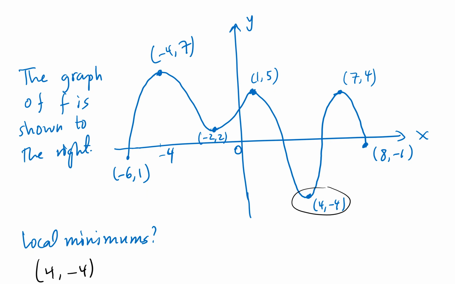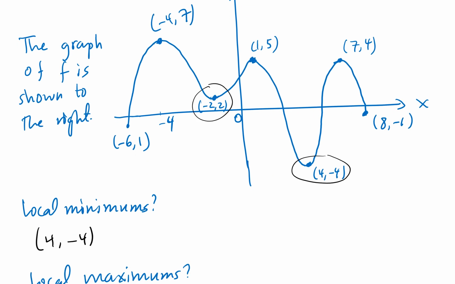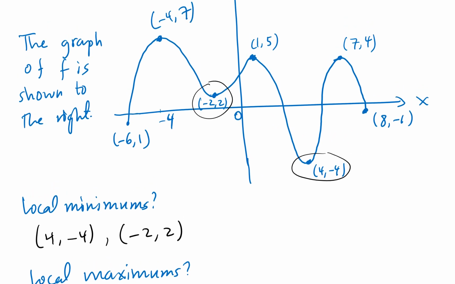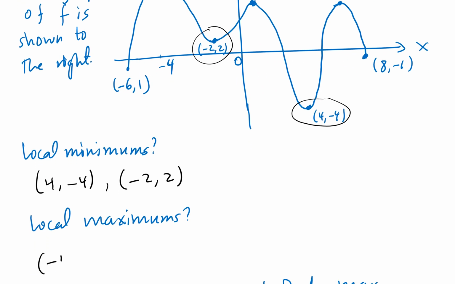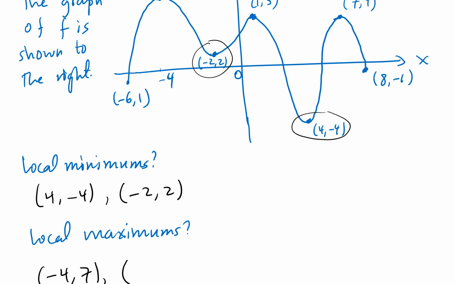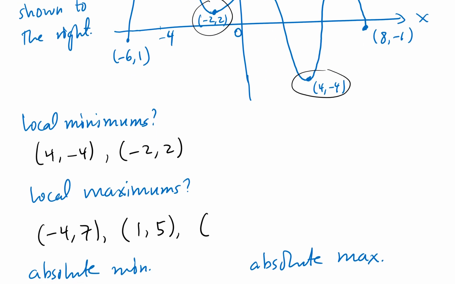(4, -4). This point is a local min, (-2, 2). For local max, (-4, 7) is a local max. We have (1, 5) is a local max. And also (7, 4) is a local max.